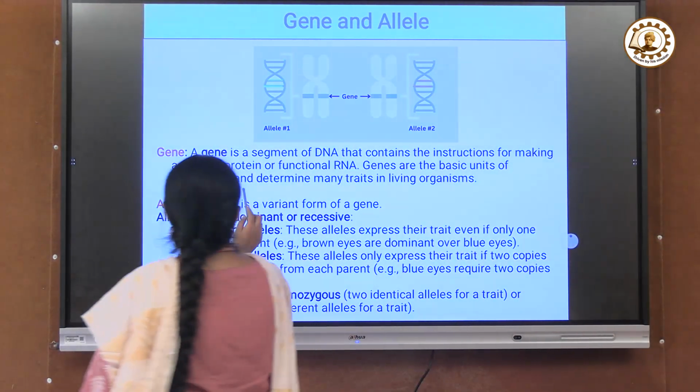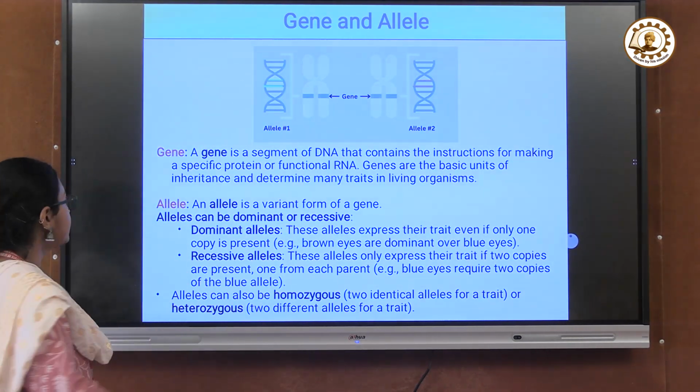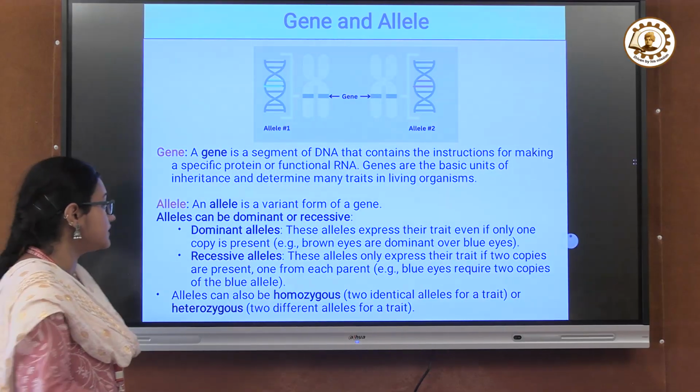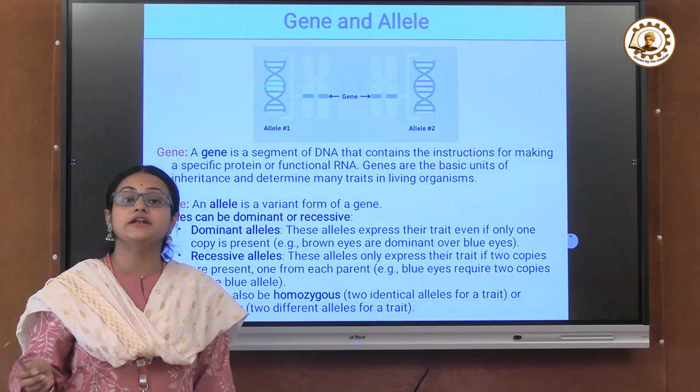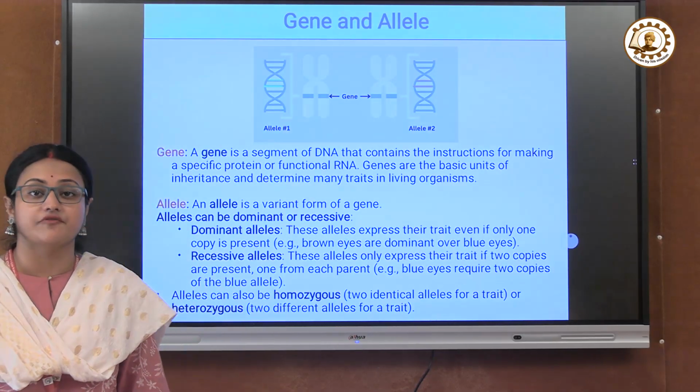So gene, we already heard that the gene is a segment of DNA that contains the instructions for making a specific protein. Allele is the alternative form of a gene. It can be a dominant allele. A dominant allele suppresses the expression of another allele, which is known as the recessive allele.